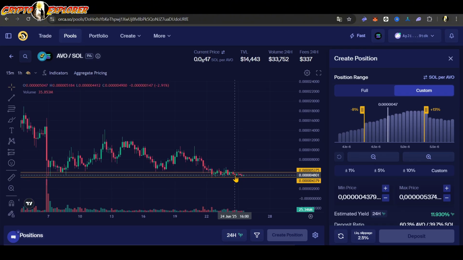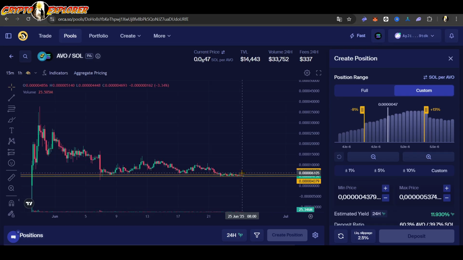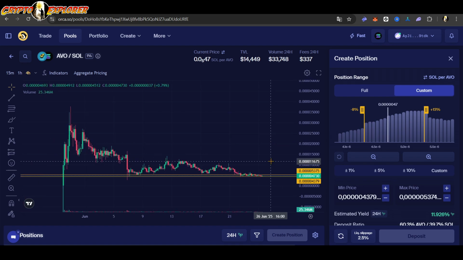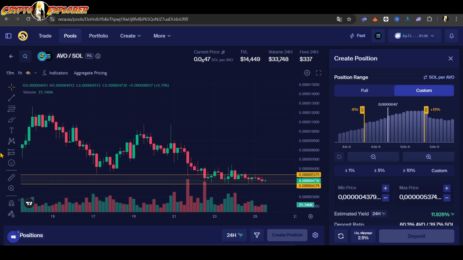But like I said, with this one the entry point is really low, so potentially it's a good point to get in. Worst case scenario, it crashes a little bit more. Best case scenario, it starts having a rally once again, and you can make quite an interesting yield out of it because there's still a lot of volume. I mean, the volume is twice the TVL, so there's still interest from people trading the token. Okay, but pay attention to what type of memes you are providing liquidity to.